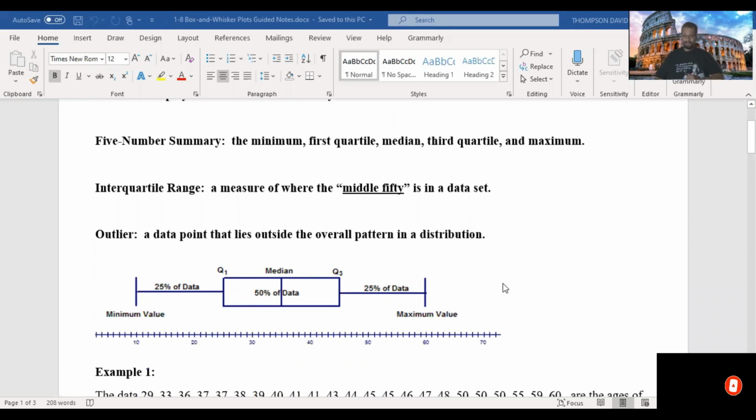The breakdown from minimum to quartile 1 is 25%. The interquartile range ranges from quartile 1 to quartile 3. That's 50% of your data. And then from quartile 3 to the maximum, that is another 25% of your data.